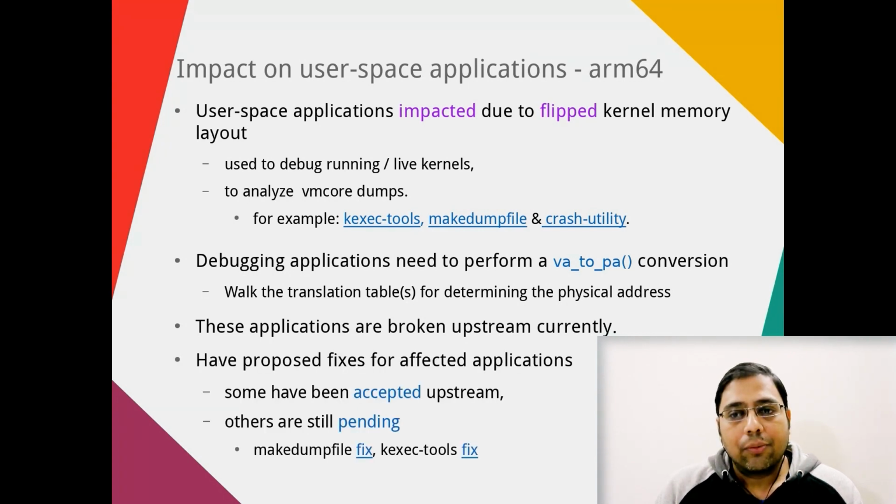So I have proposed some fixes already for these utilities in the upstream channels, upstream mailing lists. While a few have been accepted already, the others are still under discussion. So you can see more details on these fixes by clicking on the links that I have shared in these slides. But the idea is that if you are using a debugging application on these ARM64 kernels, which are greater than or equal to version 5.4, you might have some issues.